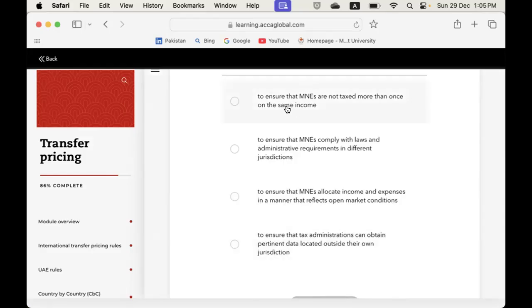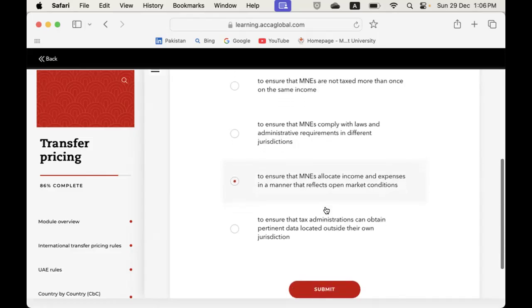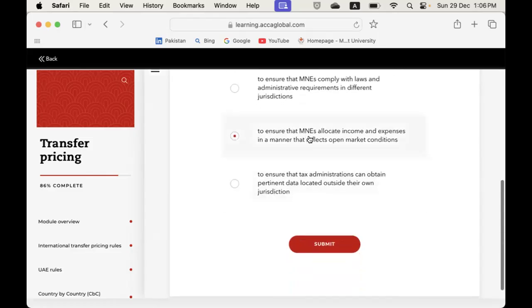This is double taxation, to ensure that revenues are not taxed more than once on the same income. For this, foreign tax credit provision is applicable. So this is double taxation. To ensure MNEs comply with laws and administrative requirements in different jurisdictions, that was not Article 59. We were talking about advanced pricing agreements and transfer pricing matters. So probably this will be the right one, to ensure that MNEs allocate income and expenses in a manner that reflects open market conditions. So this is advanced pricing agreement. This naturally has nothing to do with this, is information exchange.